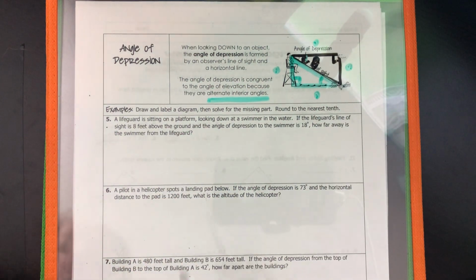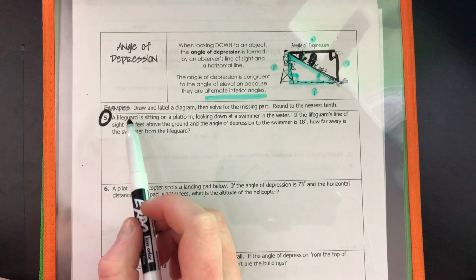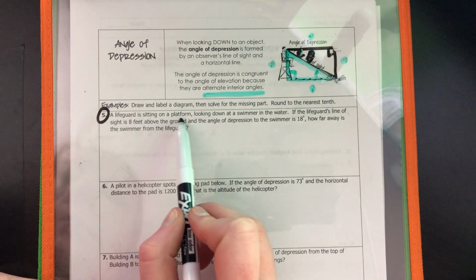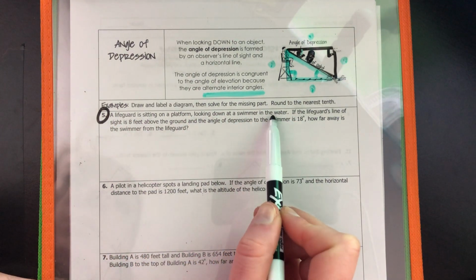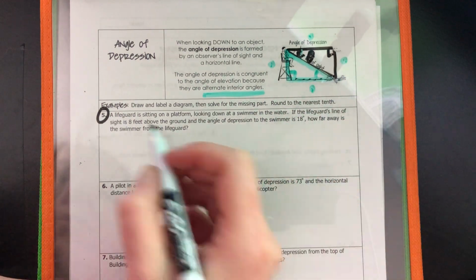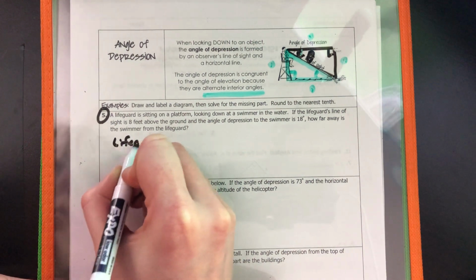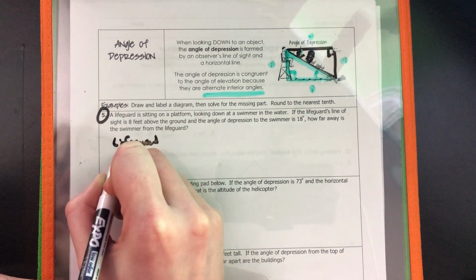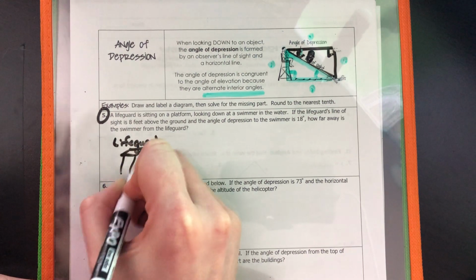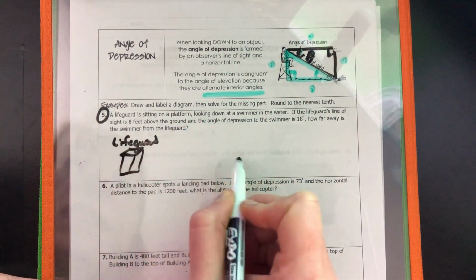It says, number 5. I don't know why I did that. I circled it, but I covered the words. So it says, a lifeguard is sitting on a platform looking down at a swimmer in the water. So actually, I think it's this picture right here. So if you want, you could just say, okay, I've got a lifeguard up here. He's sitting on a stand, right? You don't have to draw this. And it says that the lifeguard is looking down at a swimmer.